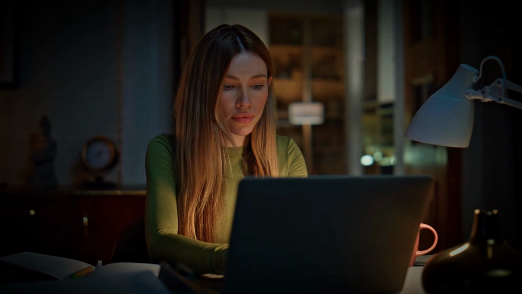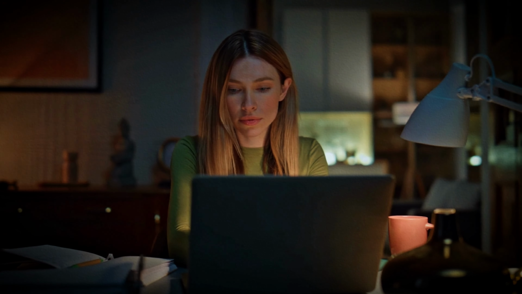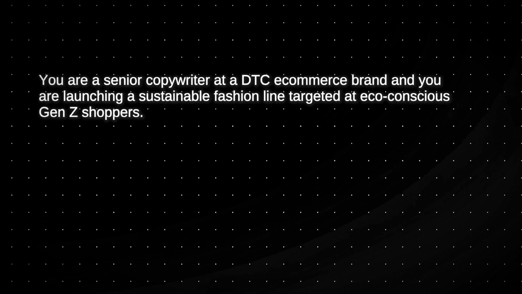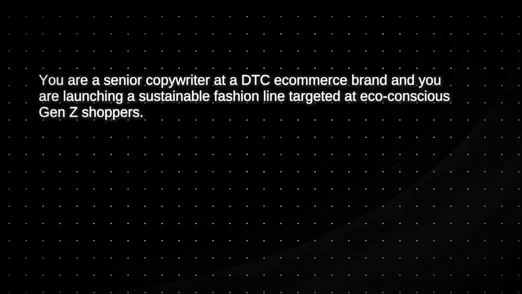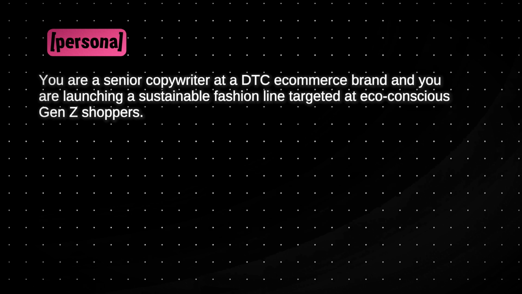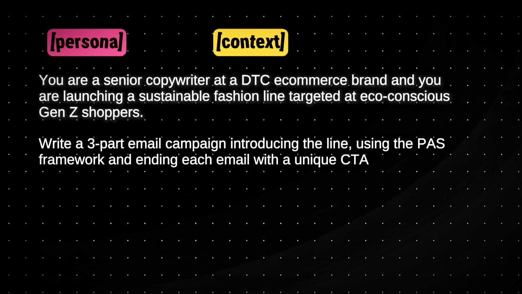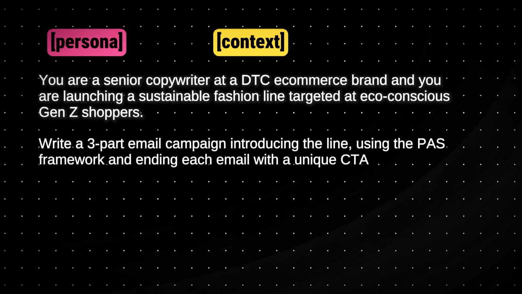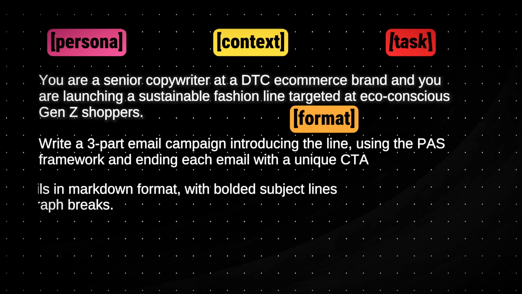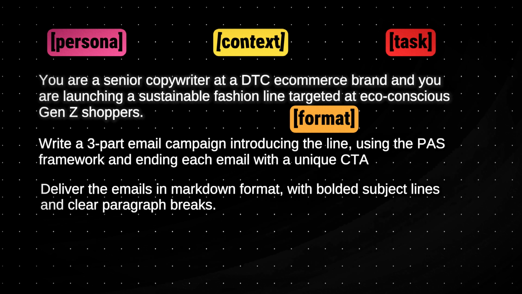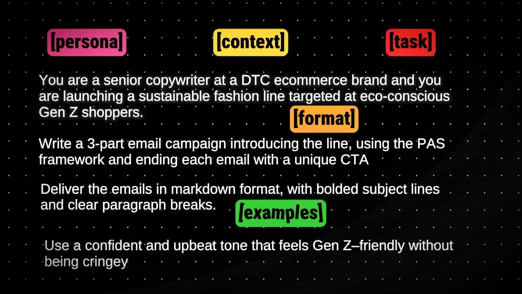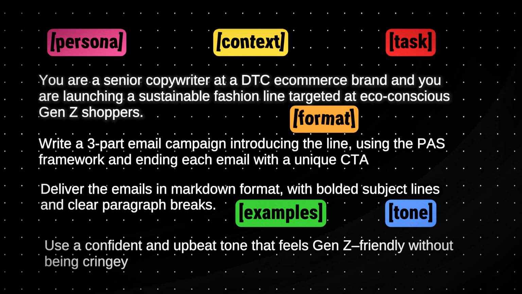Now, let's bring all 6 components together into one comprehensive prompt, so you can see how it actually works in a real-world digital marketing scenario. You are a senior copywriter at a DTC e-commerce brand. Persona. We're launching a sustainable fashion line targeted at eco-conscious Gen Z shoppers. Context. Write a 3-part email campaign introducing the line, using the PAS framework and ending each email with a unique CTA. Task and format. Deliver the emails in markdown format, with bolded subject lines and clear paragraph breaks. Exemplars. Use a confident and upbeat tone that feels Gen Z friendly without being cringy.